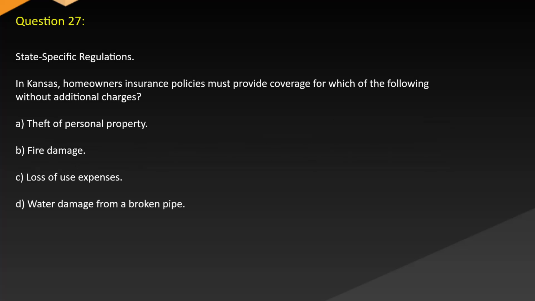Question 27. State-specific regulations. In Kansas, homeowners insurance policies must provide coverage for which of the following without additional charges? A. Theft of personal property. B. Fire damage. C. Loss of use expenses. D. Water damage from a broken pipe.